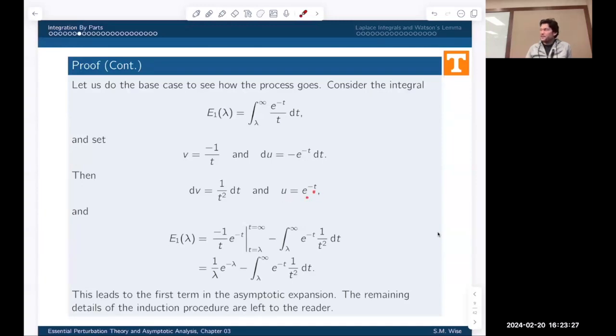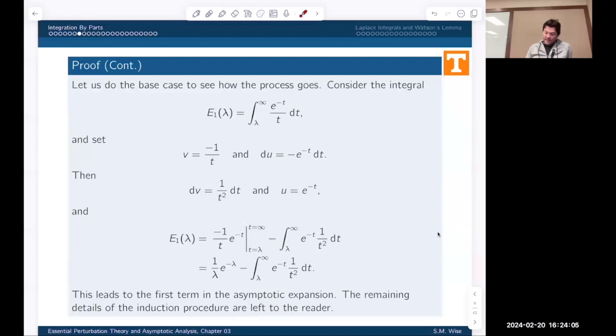U equals e to the minus t. I think I said that wrong. Sorry, I said it wrong again. U equals e to the minus t. So our E1 integral then transforms like this, right? So a boundary term, or a term where we evaluate at the endpoints. This guy is v, and this guy has to be u. Evaluate it at the endpoints, t equals lambda and t equals infinity. Of course, this really means take the limit.